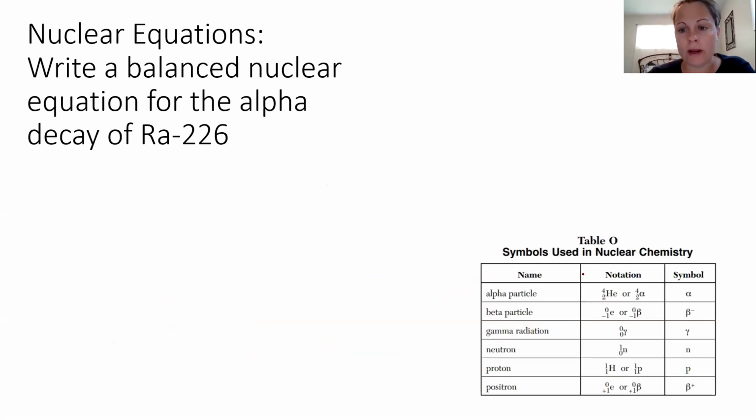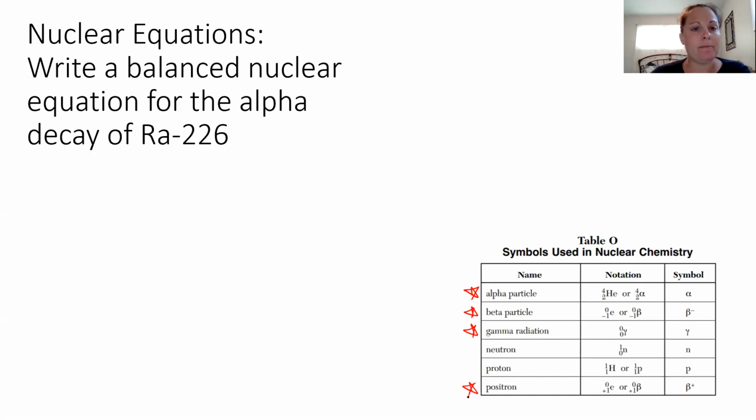Okay, so what do you need to know how to do here when all is said and done? You need to know how to write a nuclear equation. So we are going to go back to that example of the Ra-226 isotope. I'm going to give you your first reference table clue here. Table O is a list of symbols used in nuclear chemistry. So what an alpha particle looks like, what a beta particle looks like, what gamma radiation would be written as, neutrons and protons, which is helpful but we don't need yet, and what a positron particle looks like.